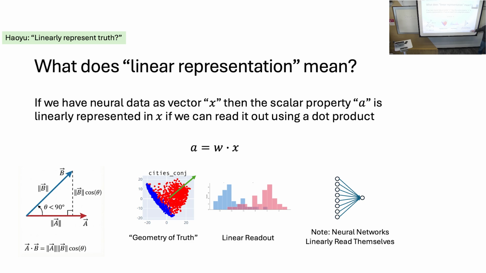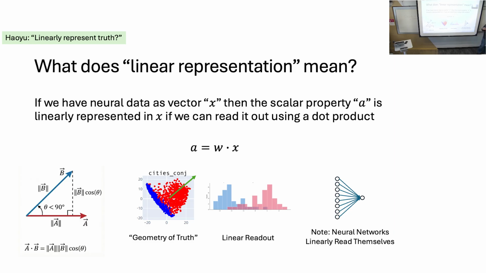The reason is that it's how neural networks work internally. We draw all these network diagrams where every neuron takes as input a weighted sum of the outputs of other neurons. All this is a dot product. All this is linear readout. If you think of a deep neural network, all it's doing at every layer is that every neuron is one of these linear readouts.